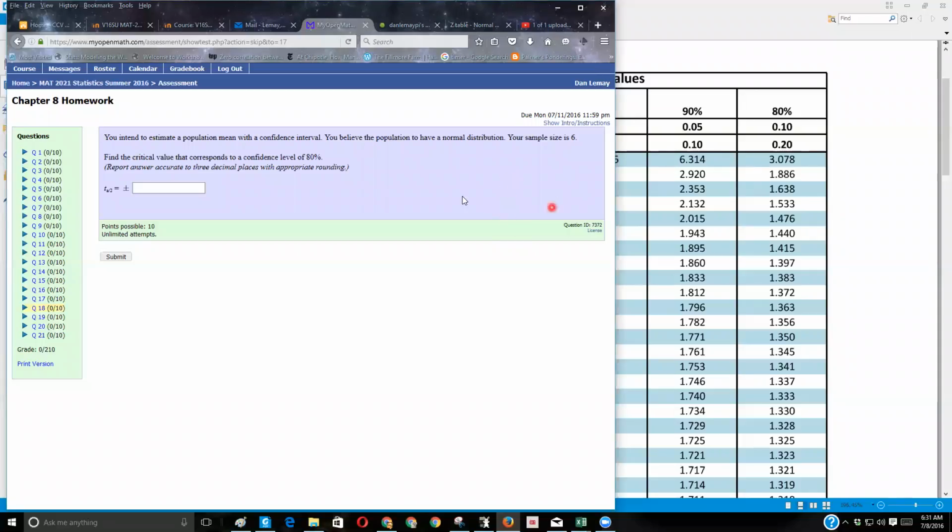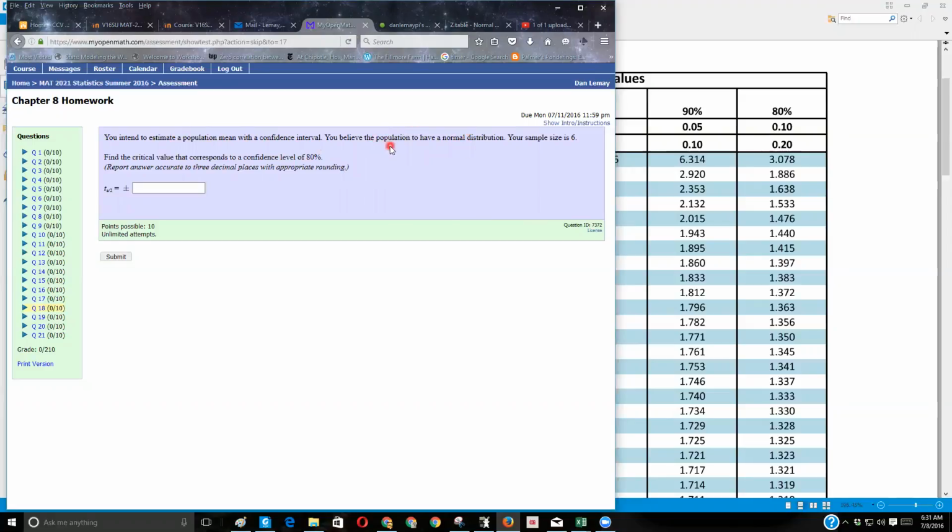So we are looking for the critical values of t for a confidence interval, and they're telling us it's the t distribution. A population mean is another flag that tells me I'm using a t distribution. So why do they tell me this?